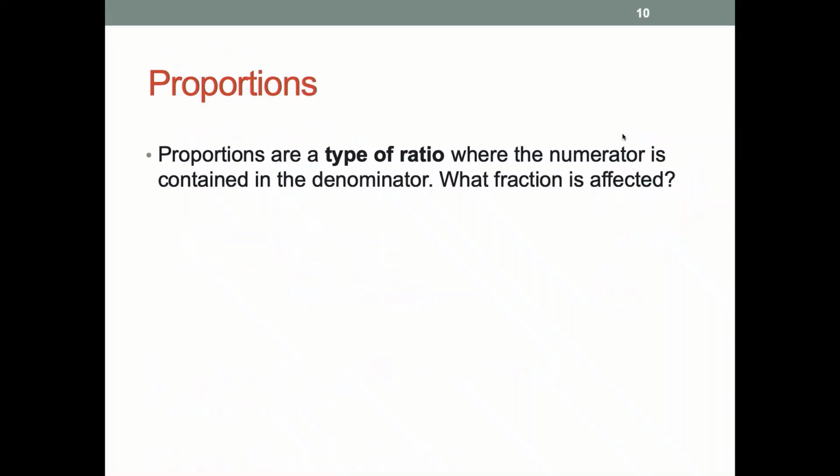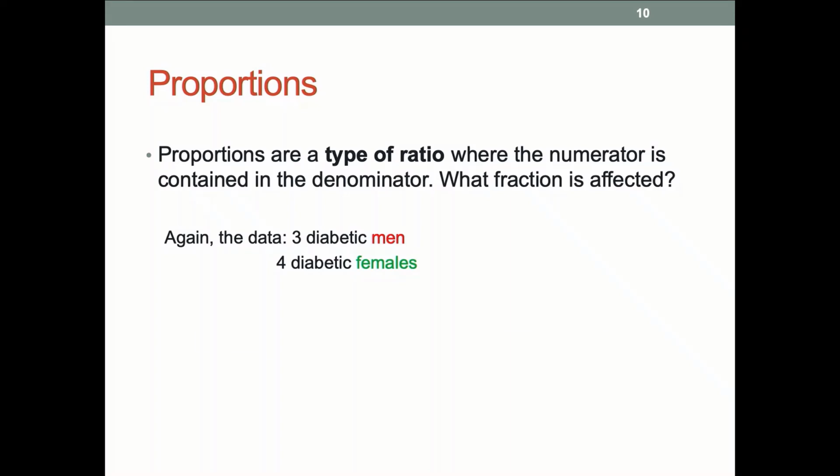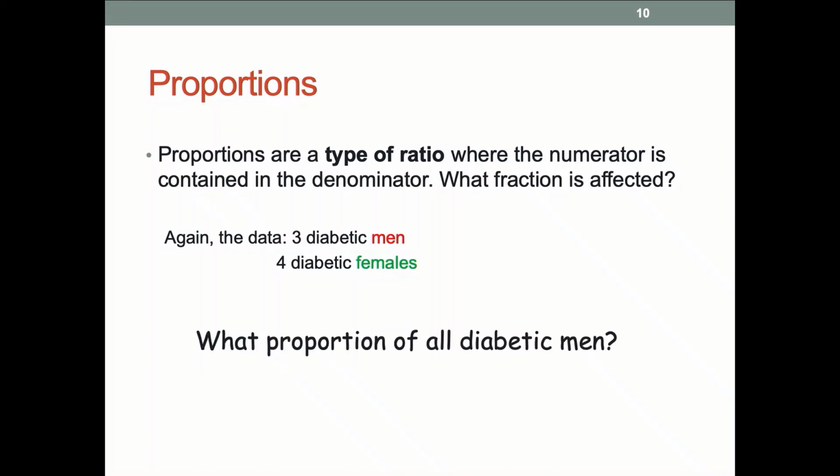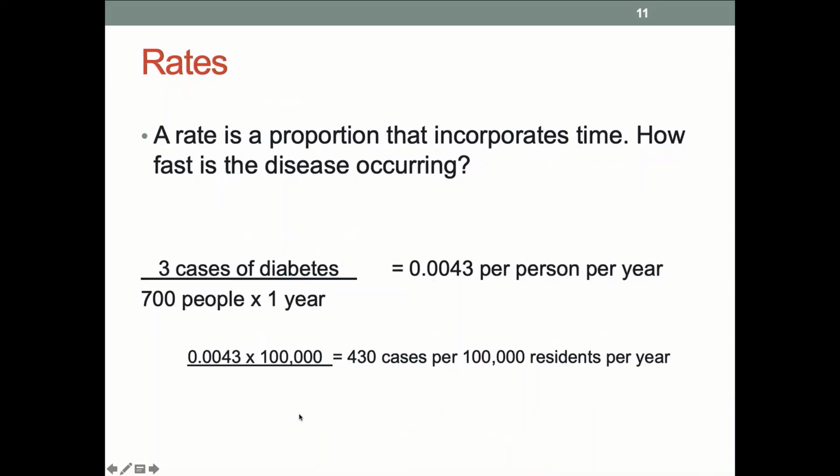Now, if we look at proportion, proportions are a type of ratio, but the numerator is contained in the denominator. So we have the same cases, 3 men and 4 women, right? And so the proportion of all diabetic men is 3/7. So that's different from a ratio. You can see here that the 7 includes everyone.